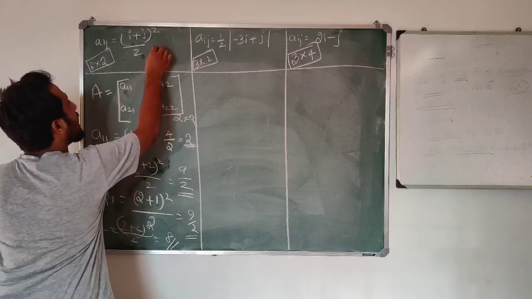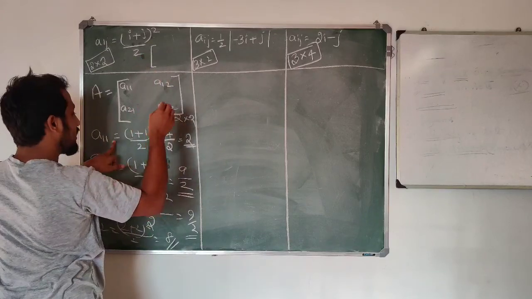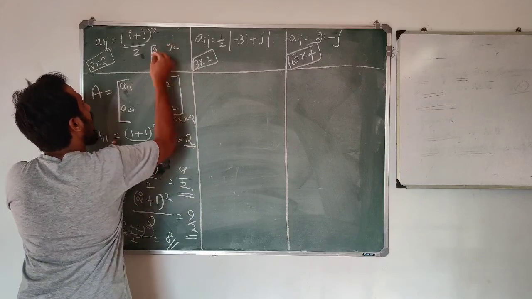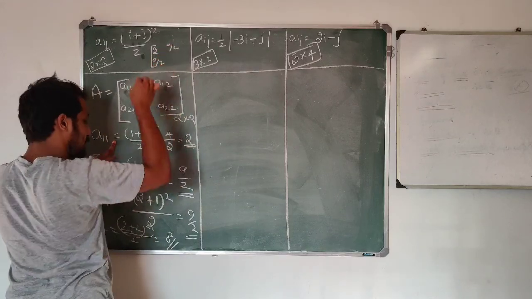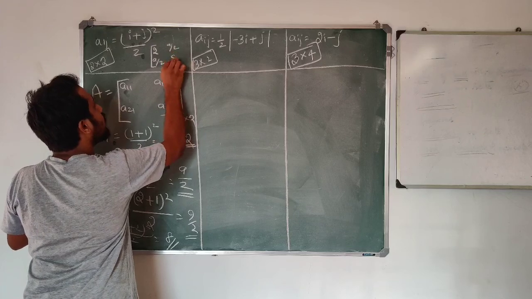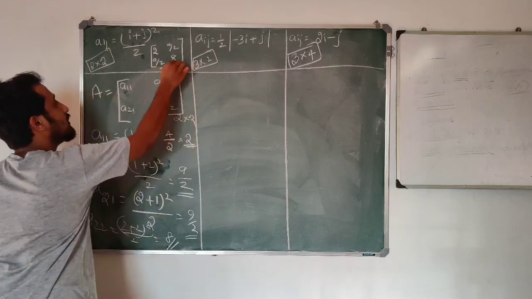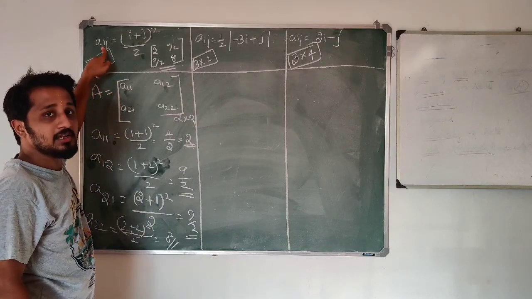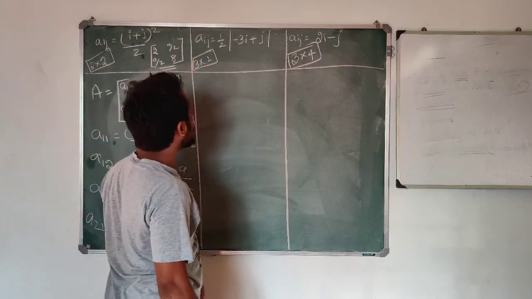So the required matrix is, listen here, A11 is 2, A12 is 9 by 2 and A21 is also 9 by 2 and the last element A22 is nothing but 8. That's the required 2 by 2 matrix according to the given condition Aij. Now we will move on to the next question.